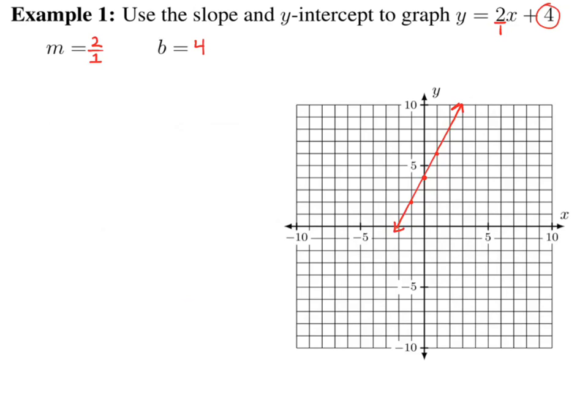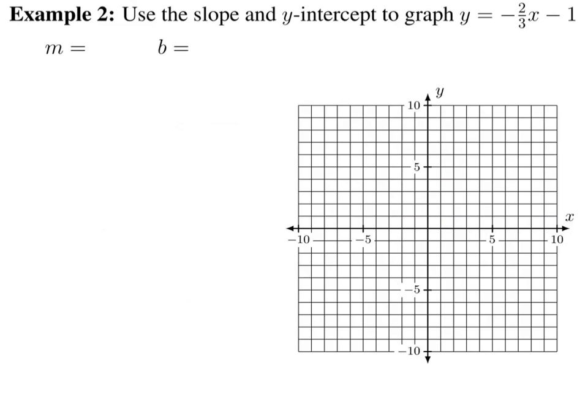Now this is just the first example. Let's do some more. Oh, by the way, this line for example 1 is an uphill line. The slope is positive. It says m is 2 over 1. That's a positive number, and so the line is going up.